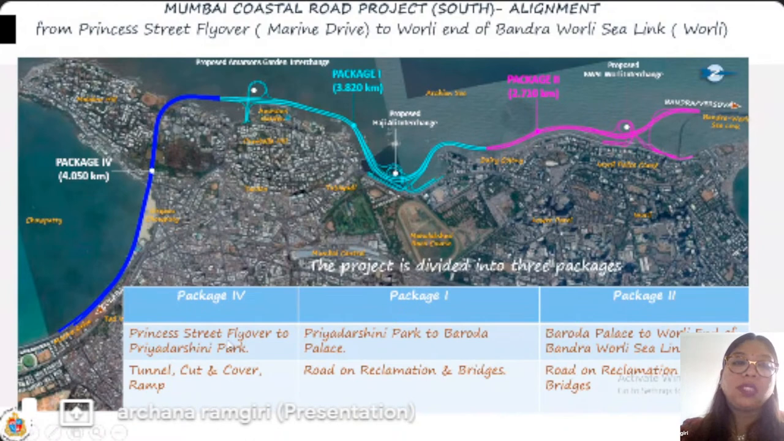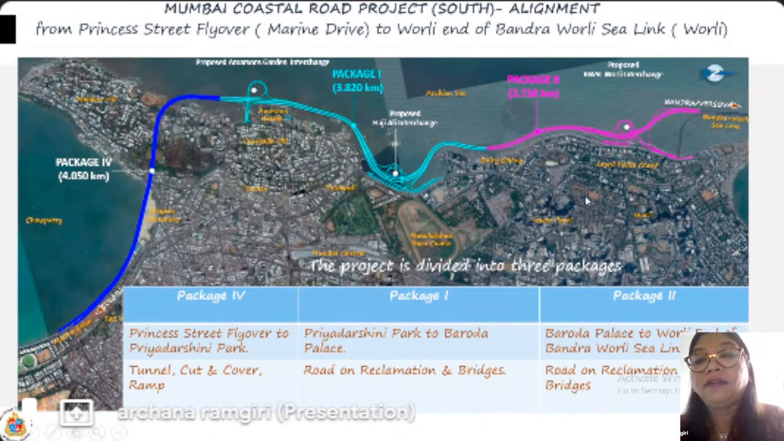The first one is package 4, which is started from Princess Street flyover to the Priyadarshini Park, which is marked in a blue line. It contains tunnel, cut and cover ramp, the tunnel below the Malabar Hill. Second is package 2, which is shown in the sky blue line, from Priyadarshini Park to Baroda Palace. It's majorly concerned with road on reclamation. There are bridges and there are 2 interchanges.